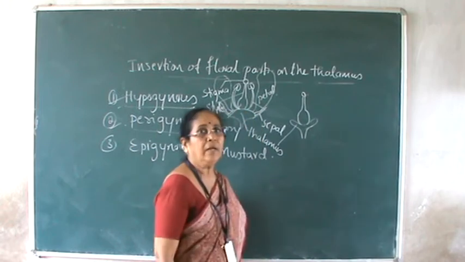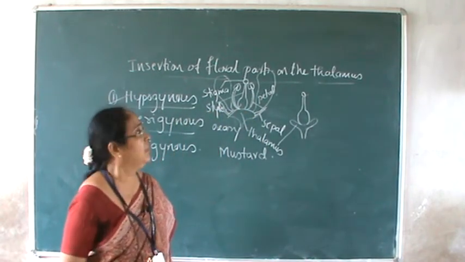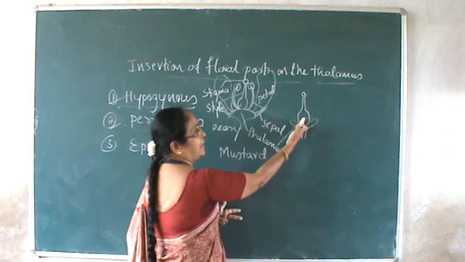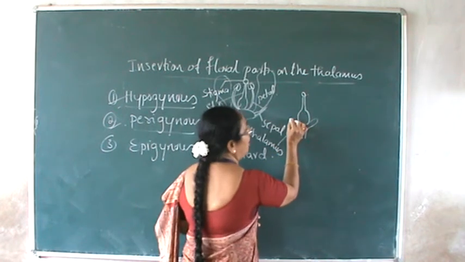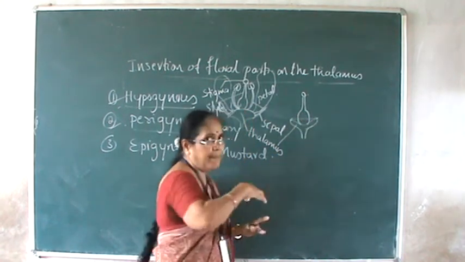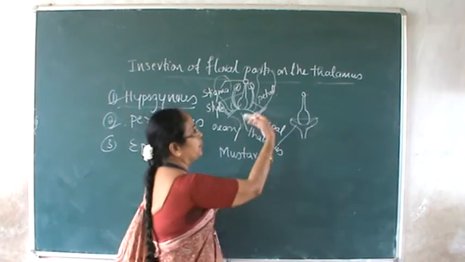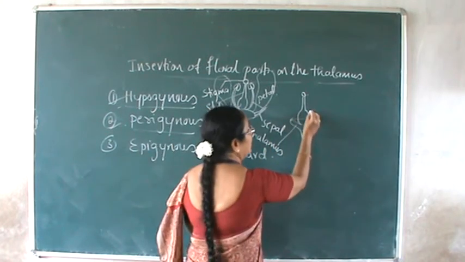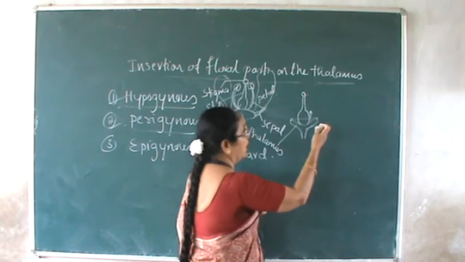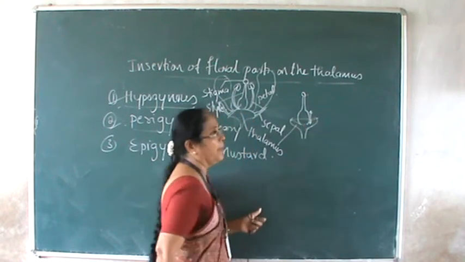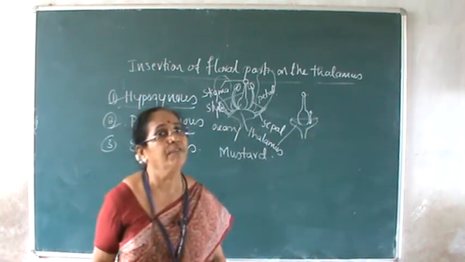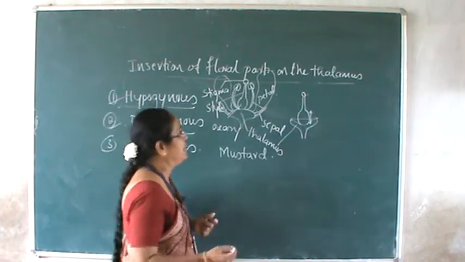Now this is the ovary. Can you make out the position now? And the difference between this ovary and this. You can make out half of the ovary is embedded in the thalamus cup. Half of the ovary is above the thalamus cup. This much portion of the ovary is out of the cup. This is inside the cup. Half is embedded and half is out. So it is peri. The word is peri.